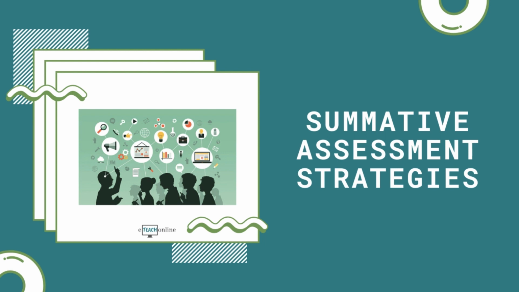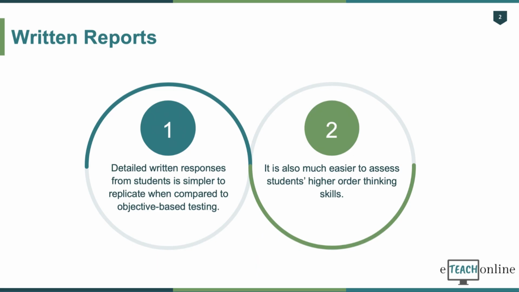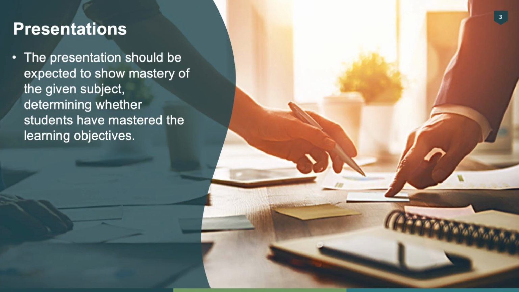In this training, you will learn about 4 different types of summative assessments, as well as 3 tips on how to integrate them into an e-learning course. Written reports. One of the best ways to summatively assess students in e-learning is through the use of written reports or essays. Receiving detailed written responses from e-learning students is often much easier to replicate when compared to objective-based testing. It's also much easier to assess students' higher-order thinking skills.